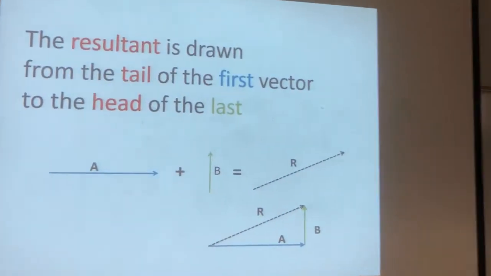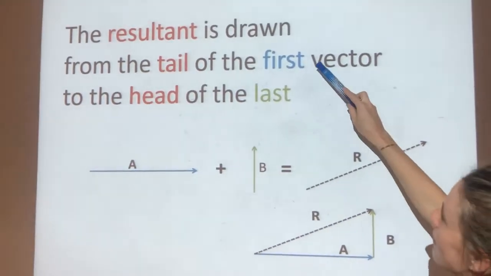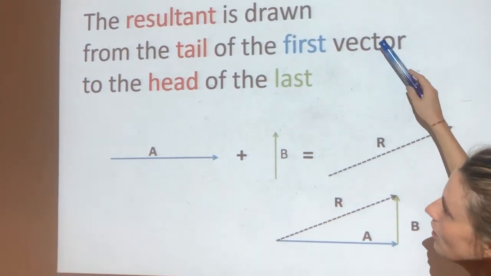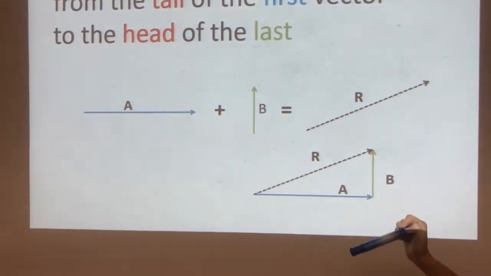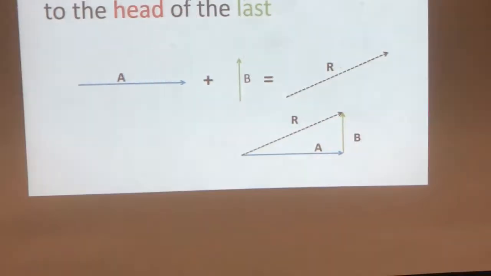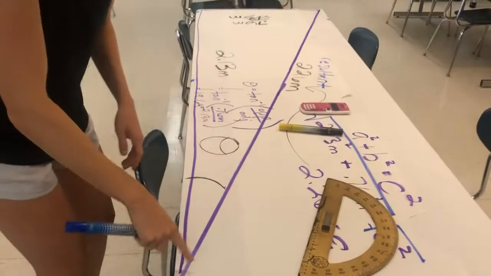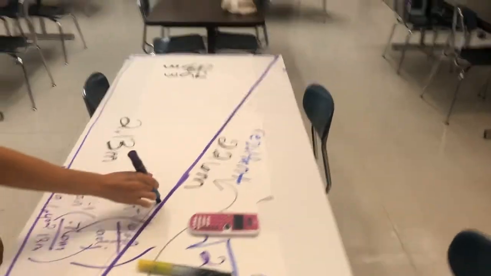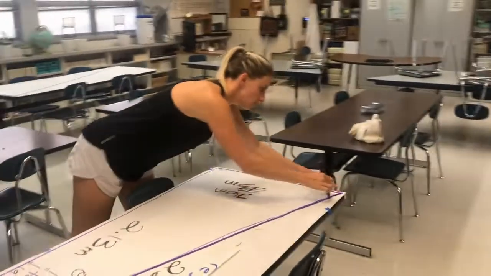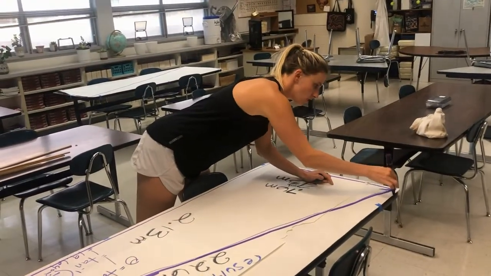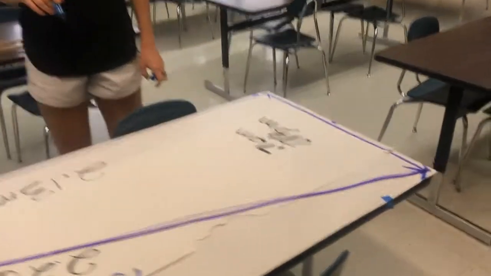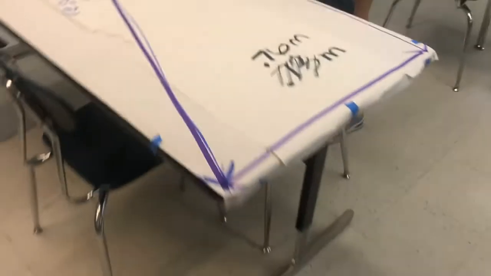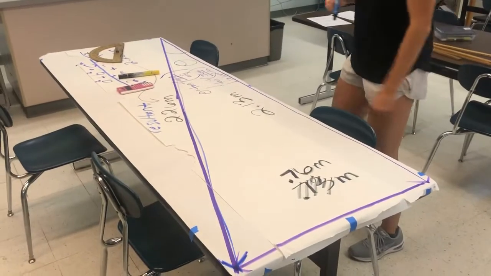The resultant is drawn from the tail of the first vector to the head of the last. What does that look like, Miss Moore? Here is the tail of the first vector, right here, to the head of the last, which is over here. So I draw this arrow like this. That is my resultant vector. Sweet.